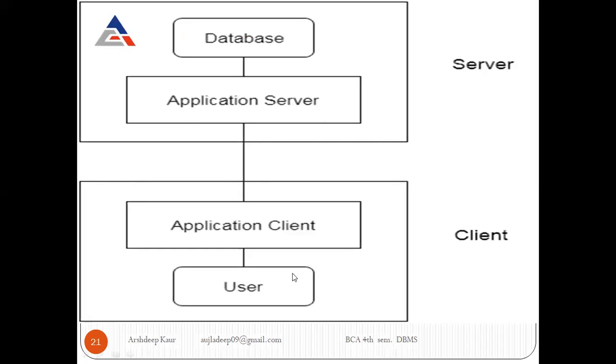The database has an application server, whereas the user has an application client. So the user is completely dependent upon the application client. The user's application client forwards the request to the database application server. From the database application server, the request goes to the database. Once the request is received, it is processed by the database, then the result is first forwarded to the application server, then the application server forwards the result back to the application client, then the application client forwards the result back to the user client. So in this way, the two-tier and three-tier architecture works.